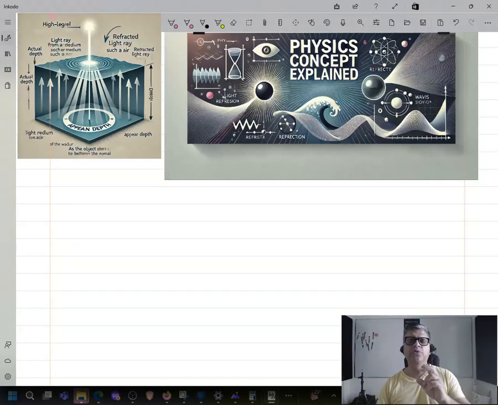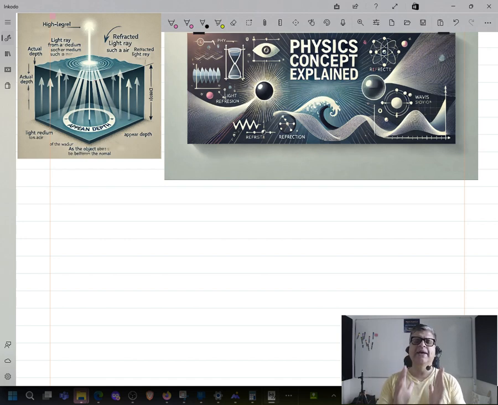I will explain you the concept of apparent depth. This is related to refraction, which happens from a denser to a rarer medium. I've seen a lot of students confused about the topic of apparent depth versus the real depth of an object which is lying inside a dense medium.